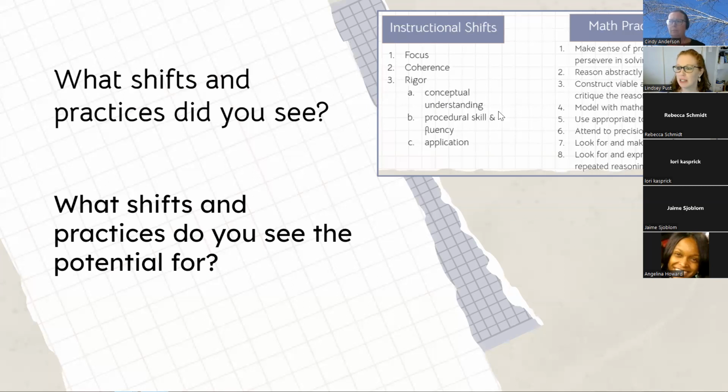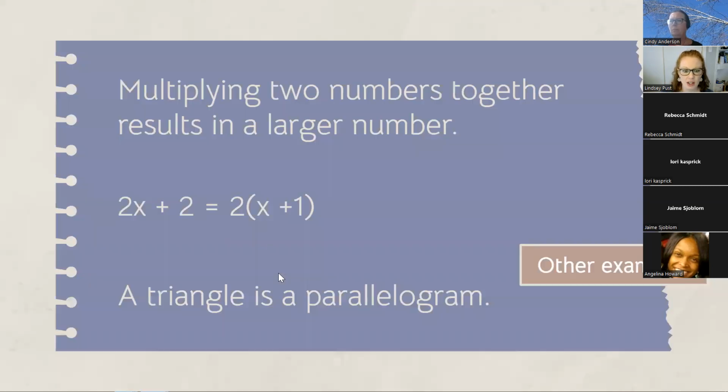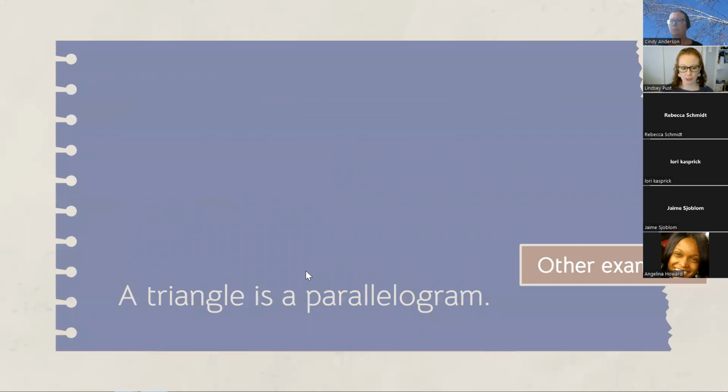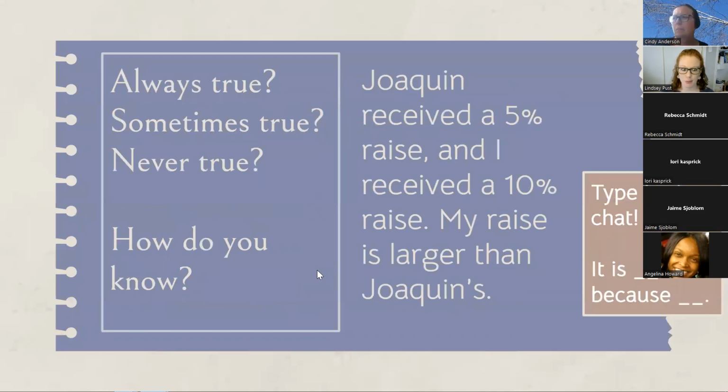And I think you could make a case for a lot of these actually. Attending to precision could be there. Making sense of problems and persevering in solving them could be there. Making connections between different representations of numbers, depending on what the statement is that people are responding to. There could be connections there, right? There are a lot of opportunities for students to be really diving into practices and shifts and the standards with even just putting up a statement and saying, is this always, sometimes, or never true?